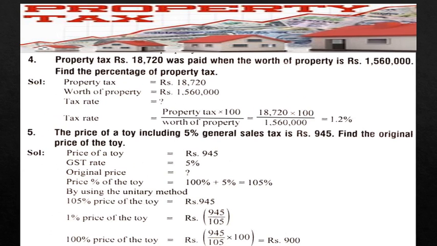Property tax rupees 18,720 was paid when the worth of property is 15,60,000. Find the percentage of property tax. Property tax is 18,720. Worth of a property is given, 15,60,000. Rate of tax we are finding actually.